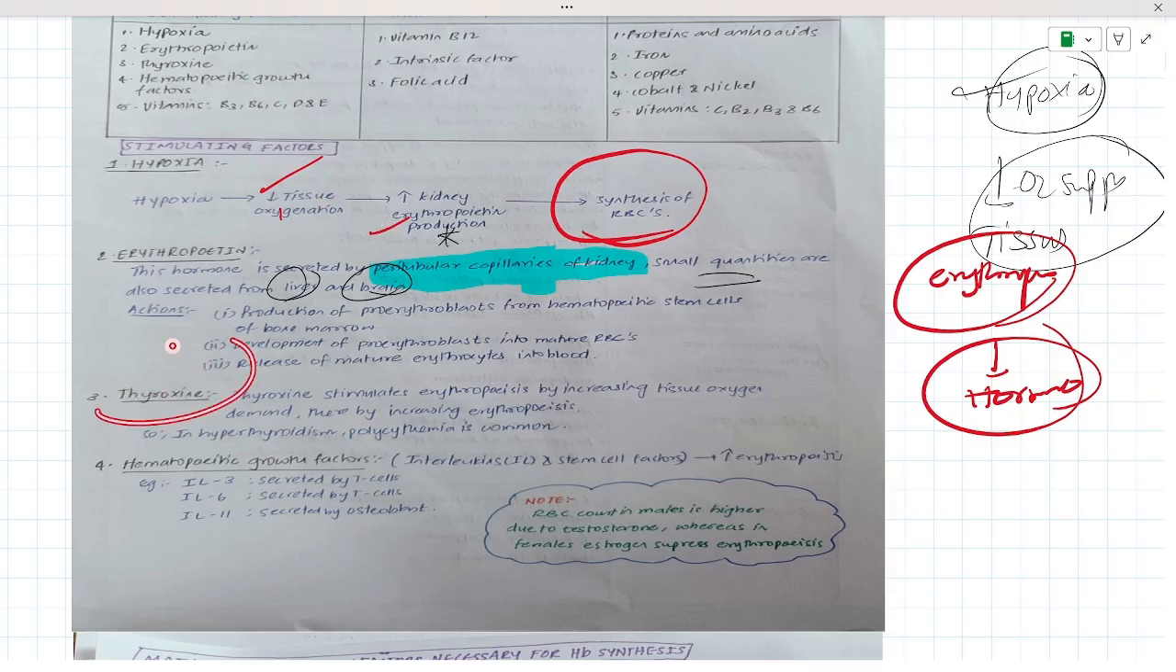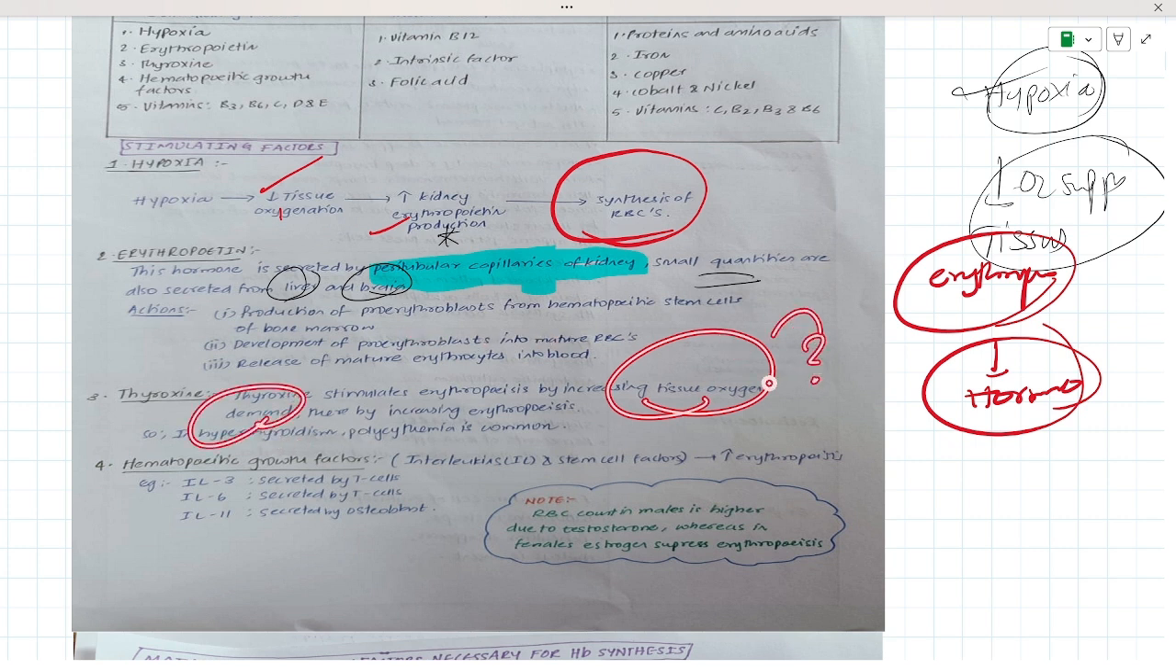The next hormone, thyroxine, is also a hormone. Now, how does this thyroxine hormone help stimulate erythropoiesis? Thyroxine is released by the thyroid gland basically. The thyroid gland releases hormones, and these thyroid hormones increase the metabolic rate of our body. They basically increase the basal metabolic rate. So thyroxine also stimulates erythropoiesis by increasing tissue oxygen demand.